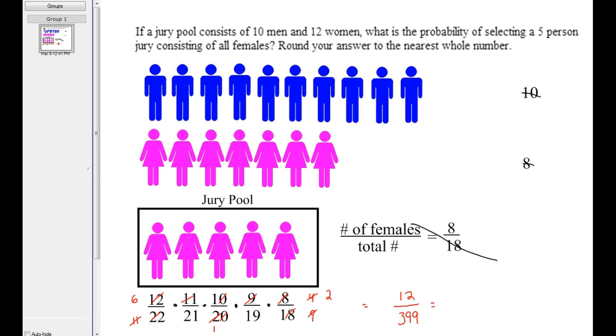But anyway, this particular problem wanted you to give a decimal or a percentage. So 0.0300 is 3%.